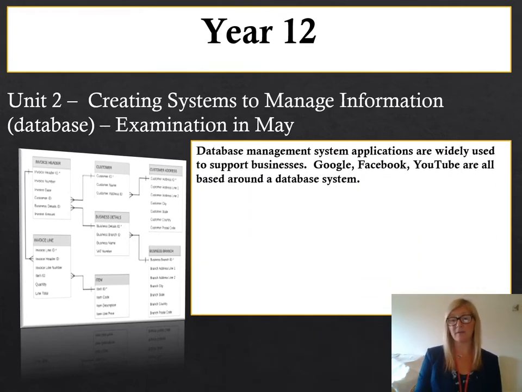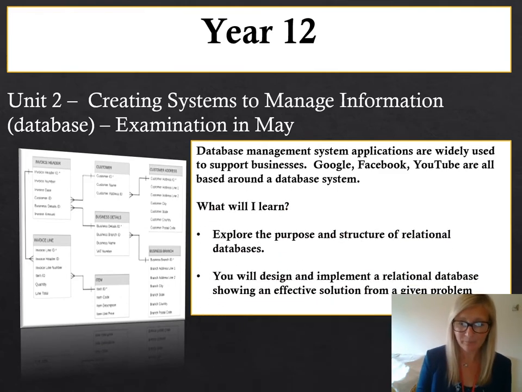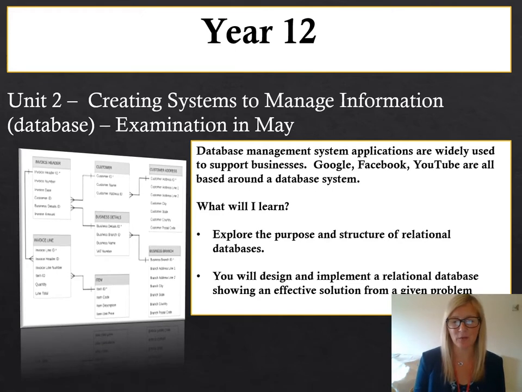Database management system applications are widely used and supported in every single business sector you can think of. For example, even Google and Facebook and YouTube are all based around the concept of a database system. And what will you learn within this unit? Well, you will explore the purpose and structure of a relational database, and you will design, implement and test your own database system given a scenario from the exam board.